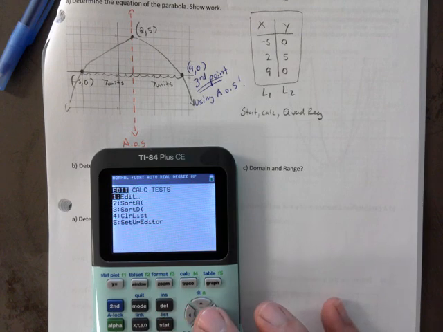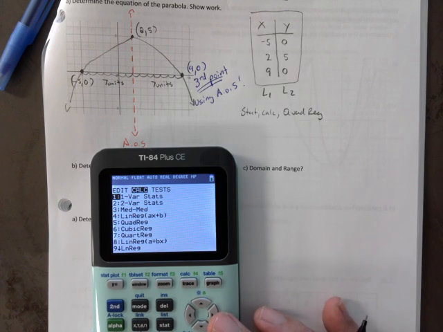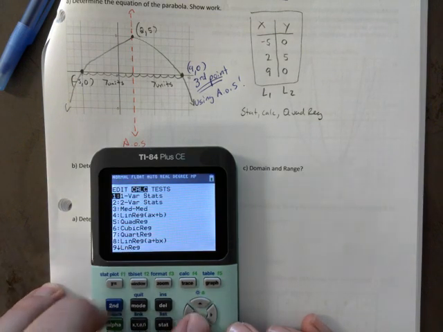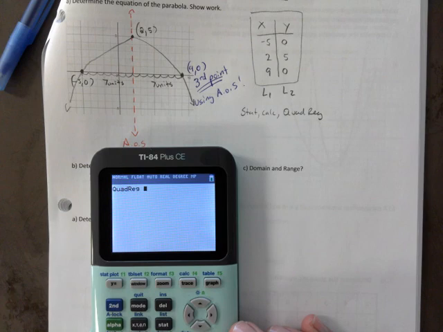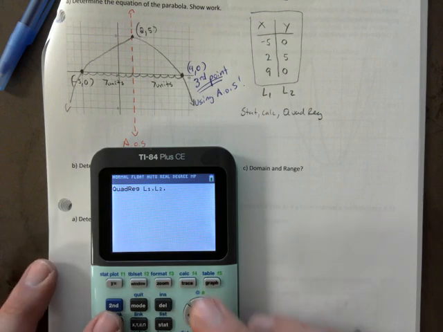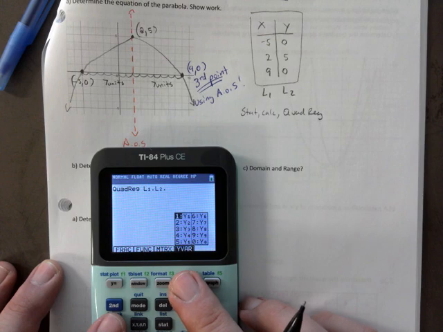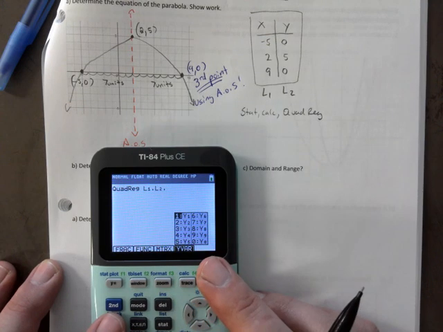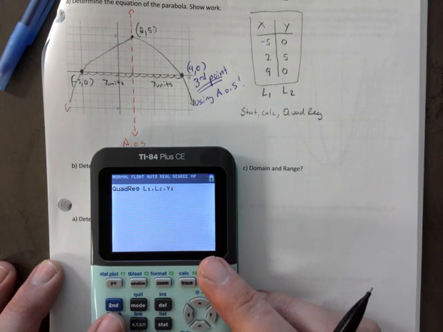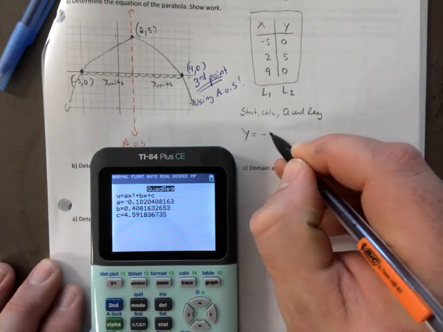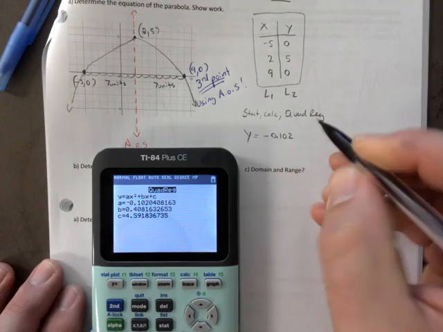Stat, calculate, and oh, sorry, redo. I need to go to quadreg. I'm going to go second 1, comma, second 2, comma, what was that? Alpha trace to get y1. Hit enter, and there it is. I'm going to use 3 decimals here.